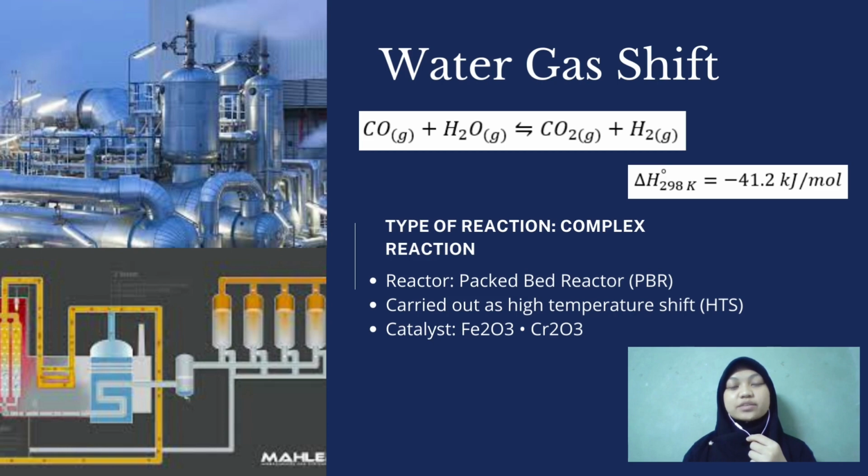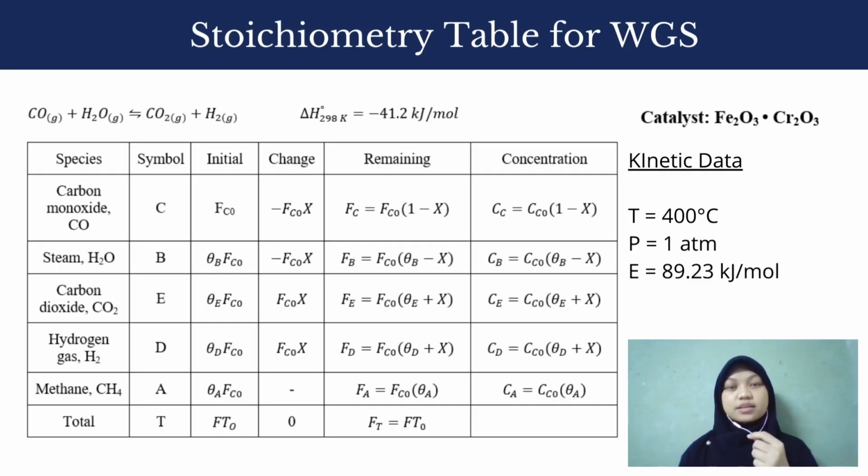Next, the reaction continues as the water-gas-shift reaction, where carbon monoxide and water are the reactants to produce more hydrogen and carbon dioxide. This reaction occurs in a packed bed reactor, and the catalyst used is peroxide, which is doped with chromium oxide to prevent the peroxide from crystallizing. This is the kinetic data for the reaction, where the reaction occurs at 400 degrees Celsius and a pressure of 1 atm, with an activation energy of 89.23 kJ per mole.